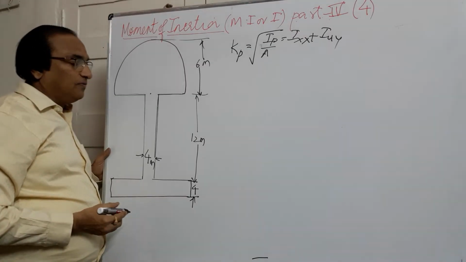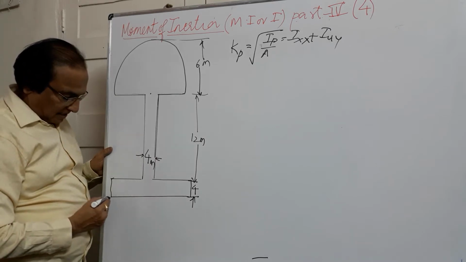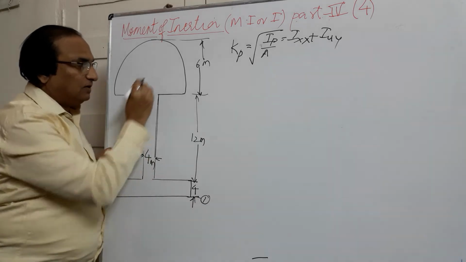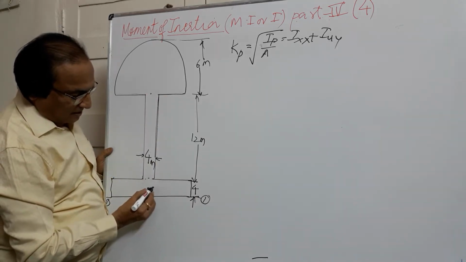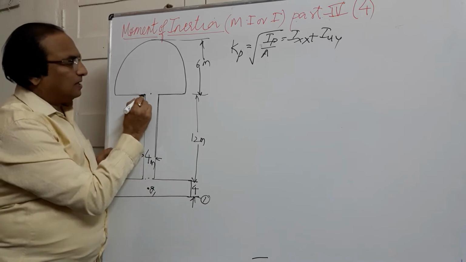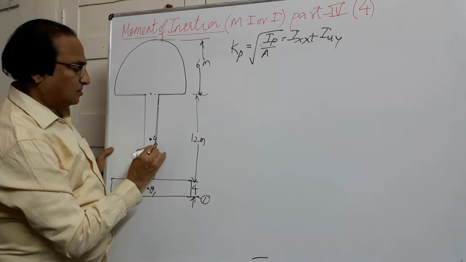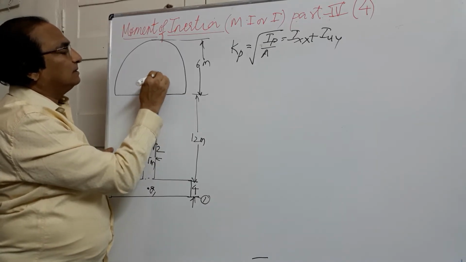Now if you see the figure, we can divide it into three components. Let us take the reference axis at the bottom as 1-1. We divide the figure into one rectangle, G1, another rectangle whose center is at the center, let us call it G2, and the third one is the semicircle, G3.